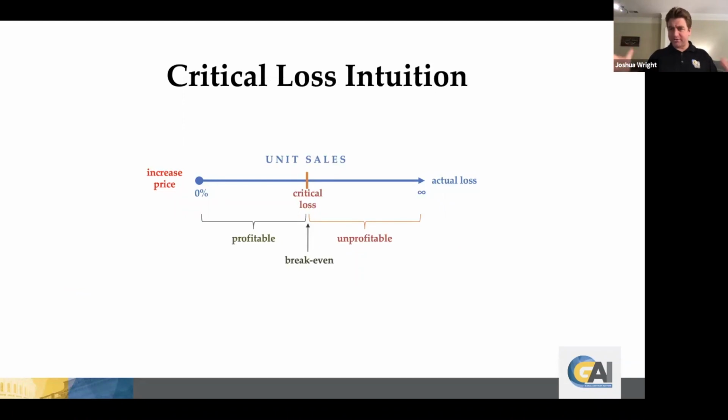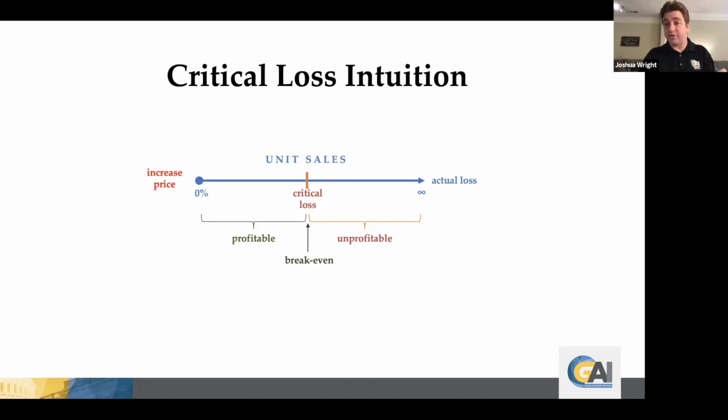Right, so we've got this intuition now on this spectrum in front of you, right? When we have the increase in price, there's some amount of loss of sales that will render the price increase unprofitable. We're going to call that the critical loss. If we lose any less than that, so look at our spectrum there to the left of critical loss, well, we haven't lost enough sales, so the price increase is still profitable. So to the left of critical loss is profitable.